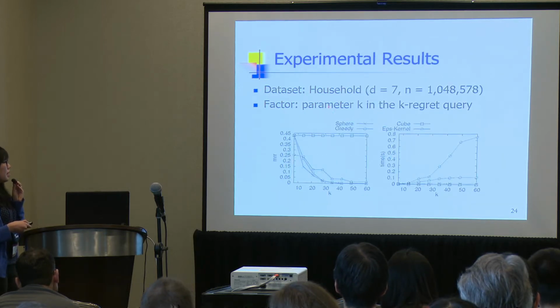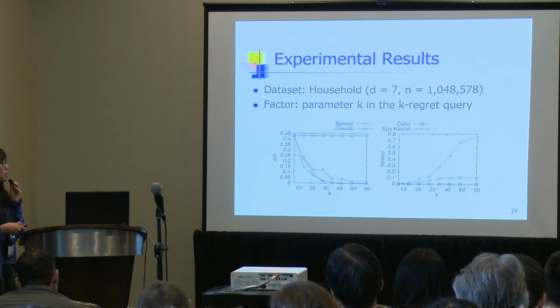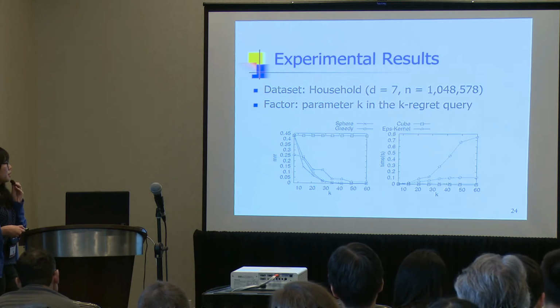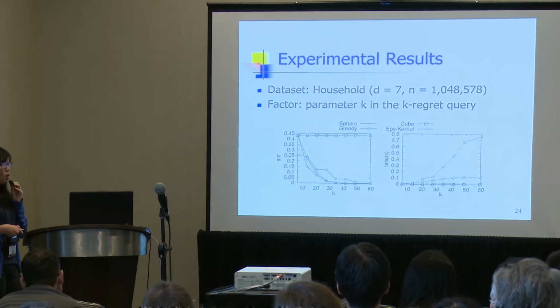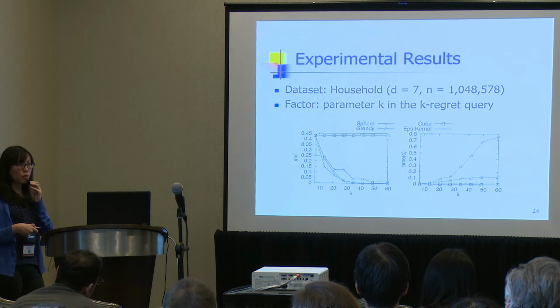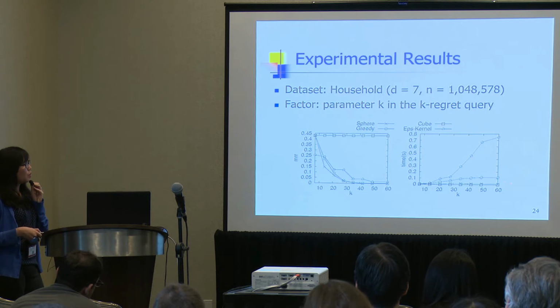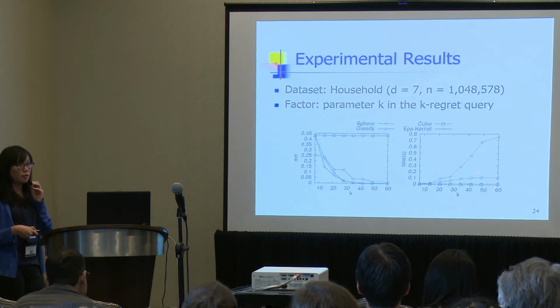Here is a sample result on a household dataset, which is a 7-dimensional dataset with more than 1 million tuples. We vary the parameter k in these experiments. Consider the left subfigure, which measures the maximum regret ratio. The smaller, the better. Our Sphere algorithm, shown with the cross notation, achieves the smallest maximum regret ratio in most cases. Consider the right subfigure, which measures the running time. Our algorithm is very efficient, and it is much faster than some existing algorithms. It can return the solution set within 0.1 second.